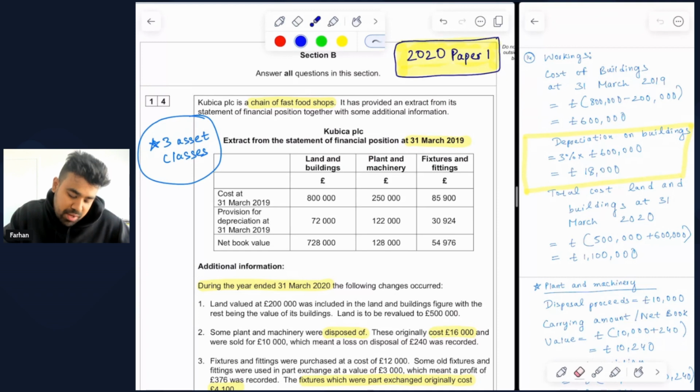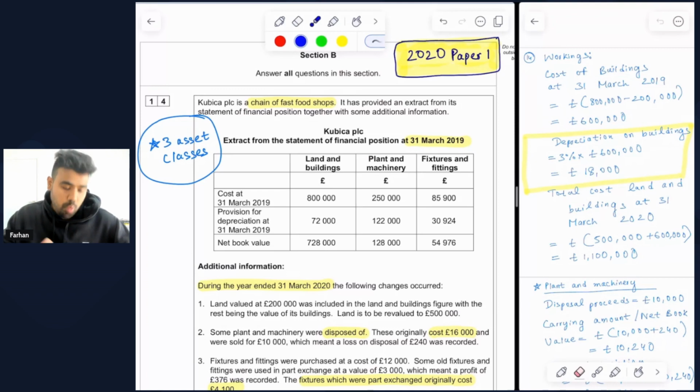Okay, so this is the opening balance at 1 April 2019, which is £85,900. We know that during the year, we have purchased more fixtures and fittings at a cost of £12,000, which is what is getting added here. Then we also know that we have exchanged another fixtures and fittings, which essentially means disposing another fixtures and fittings, and that had an original cost of £4,100. Because we disposed it, this is in negative. Again, where did I get this information from? It's clearly mentioned in additional information number 3. The fixtures which were part exchanged originally cost £4,100.